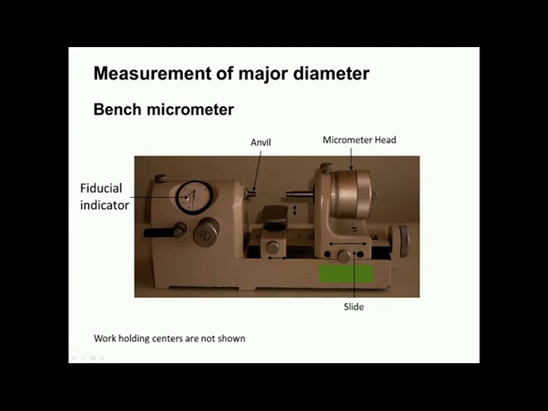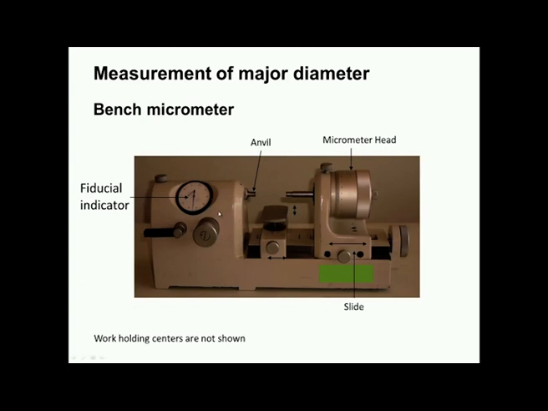We can see there is a fiducial indicator. When we place the work piece between these two anvils and we rotate the micrometer head, the anvil will move and then it will exert some pressure on the work piece, that is transmitted to this anvil, and finally it is transmitted to the fiducial indicator, and this indicator will indicate what is the pressure or force applied onto the workpiece. It is very essential to conduct measurement experiments at the same pressure always.